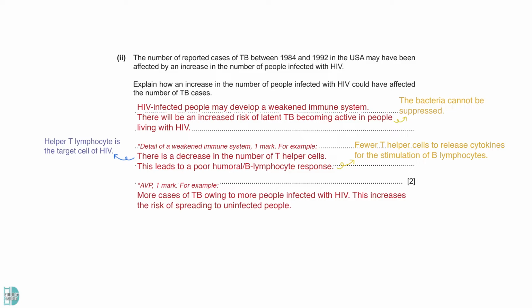There is a mark for AVP. For example, if there are more people infected with HIV in a population, there will be more people with TB, hence increasing the risk of the spreading of the disease.